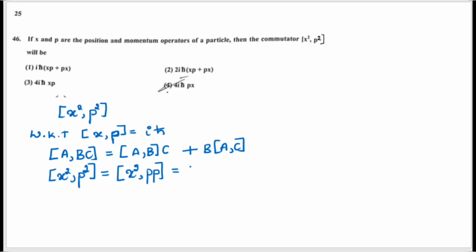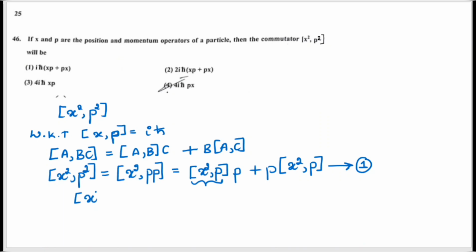After solving this, I got x square comma p into p plus p into x square comma p. This is what I got, right? I'm taking this to be my equation 1. Now I'm going to solve the commutation of x comma p.